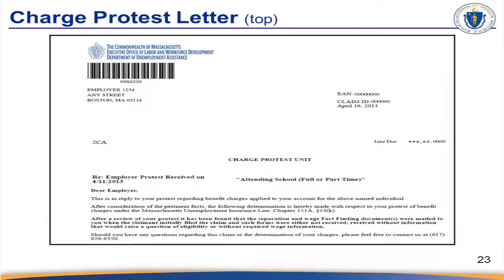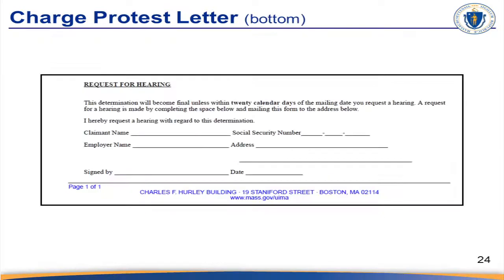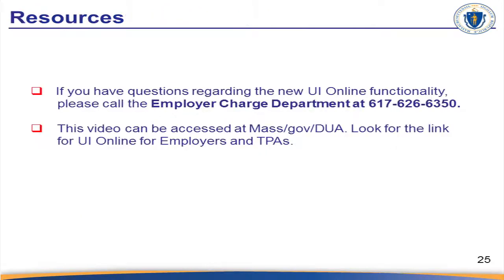This is the top half of the protest charge determination letter. It provides the reason for the determination. This is the bottom half of the protest charge determination. You can request a hearing within 20 calendar days if you are not satisfied with the determination.